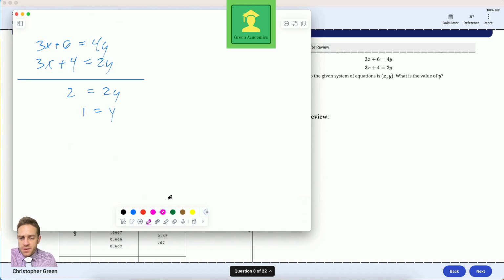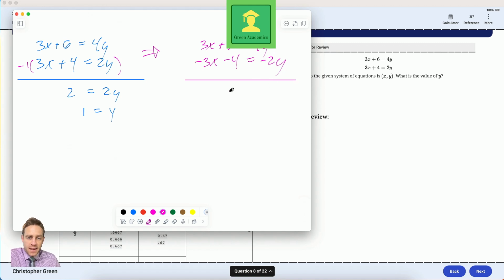Notice some people like to think of it as multiplying by -1 and then adding. So if you multiplied the whole bottom by -1, and I recopied these, so the top stays the same, then the bottom is this. And then you add in place, you end up with the same thing.